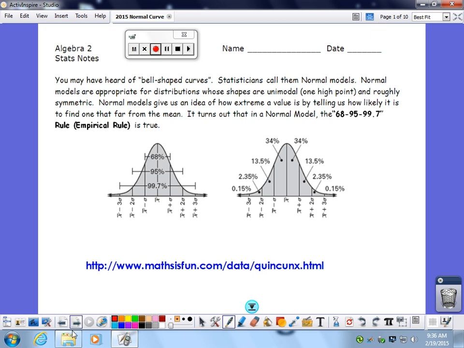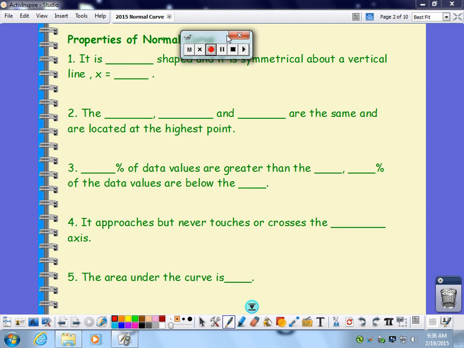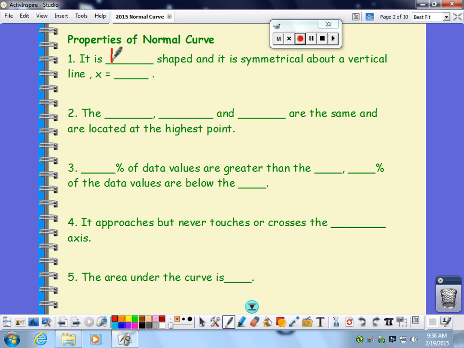All right, let's look at some properties of our normal curve. We already said this. It's bell-shaped, and it's symmetric about a vertical line x equals the mean. We're going to use the symbol x bar to represent our mean. The mean, median, and mode are the same and are located at the highest point.